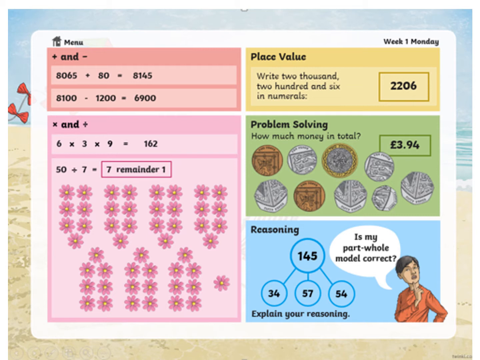And then how much money in total? So it's just recapping our money and recognising our coins. And you should have written £3.94.